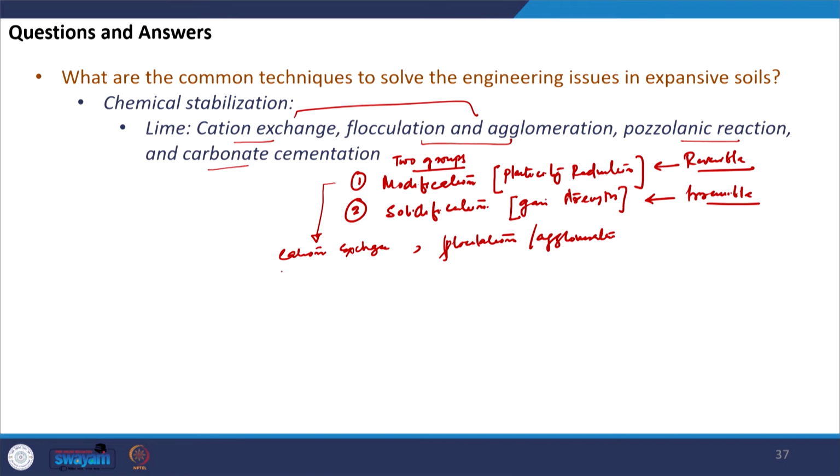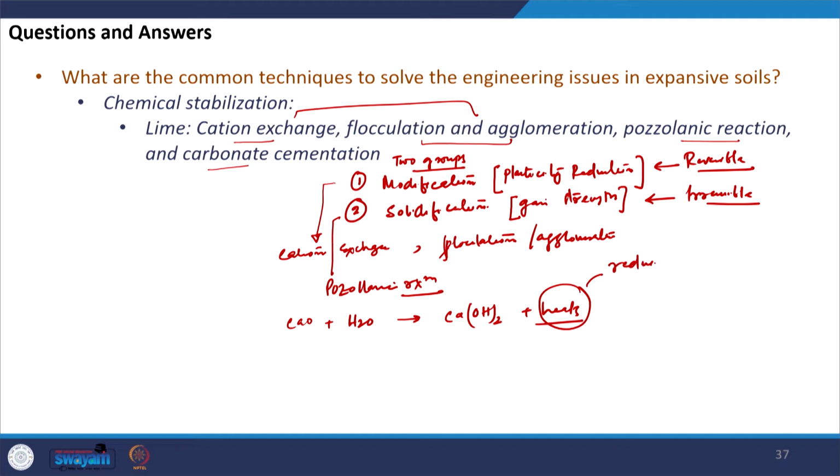The solidification includes pozzolanic reaction, which helps in the strength gain of this particular material. Let us see what is the process involved. So, what happens is that when we have lime and we just add water to it, this leads to the formation of calcium hydroxide, and it also emits some heat. So, this is an exothermic reaction. This particular heat which gets emitted during this process reduces the moisture content in soil.